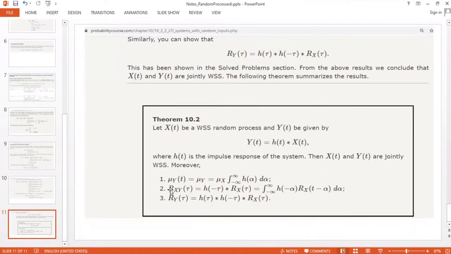Then the cross correlation is h(minus tau) convolution Rx(tau), or like this, because the convolution is defined like this: h(t minus alpha), so the integral of h(minus alpha) Rx(t minus alpha) d alpha. Then the autocorrelation function of y, Ry(tau), is equal to h(tau) convolution h(minus tau) convolution Rx(tau).